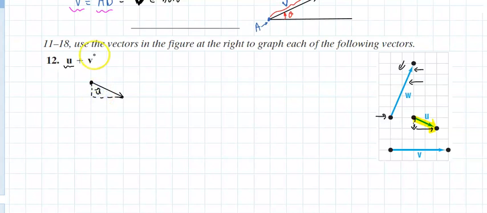Now, what does vector v do? Well, v moves horizontally. Anything you drop at v shifts 5 units to the right. Anytime you're adding vectors, pretty much this is what you're trying to figure out.